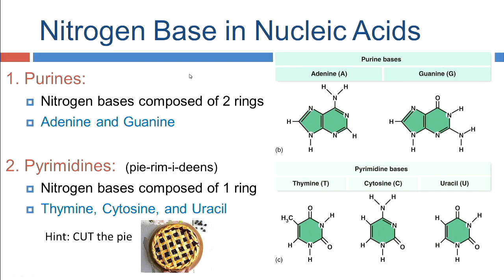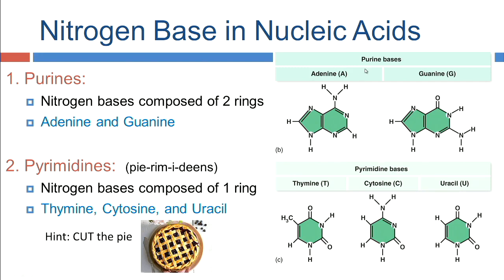Okay, what about this nitrogen base? This is what the bases look like. There's 4 of them. This is what defines the nucleotide. They all have a phosphate, and they're all going to have either ribose in RNA or deoxyribose in DNA. So what makes one nucleotide different from the other is this base.